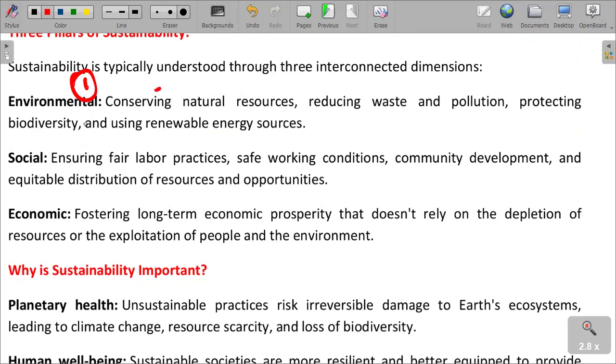Conserving our natural resources, we talk about all of them. We talk about the natural vegetation and animals, reducing waste, and reducing pollution. This can be done through recycling. We also talk about safe dumping strategies, and even some government legislative practices that protect biodiversity, and using the renewable energy resources that we have.